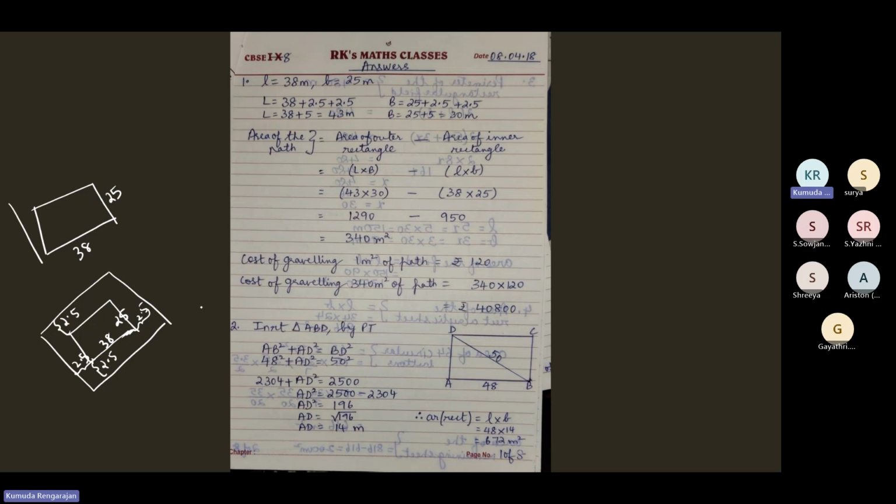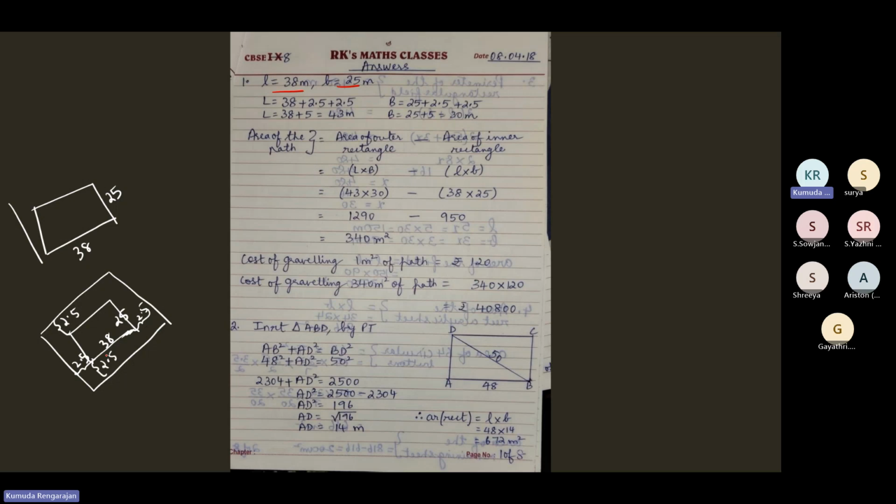The rectangular lawn is surrounded by a path 2.5 meters wide on the outside. So now this makes two rectangles, one inner rectangle and one outer rectangle. The dimensions of the inner rectangle are given to us, 38 and 25. So using this, we'll have to find the dimensions of the outer rectangle.